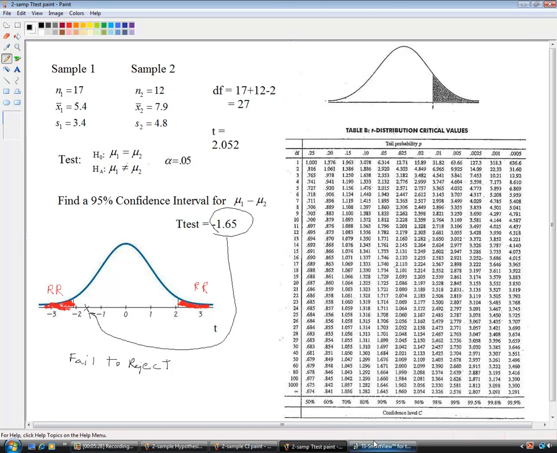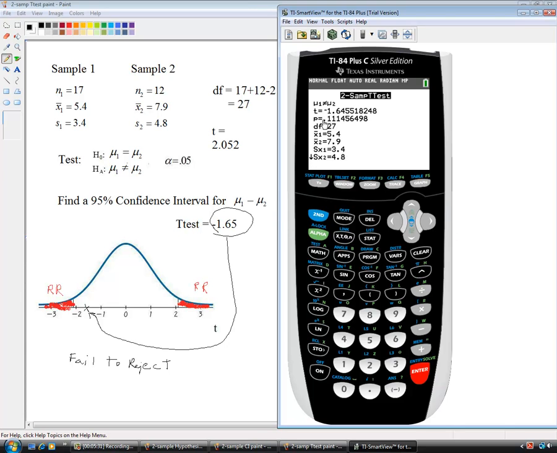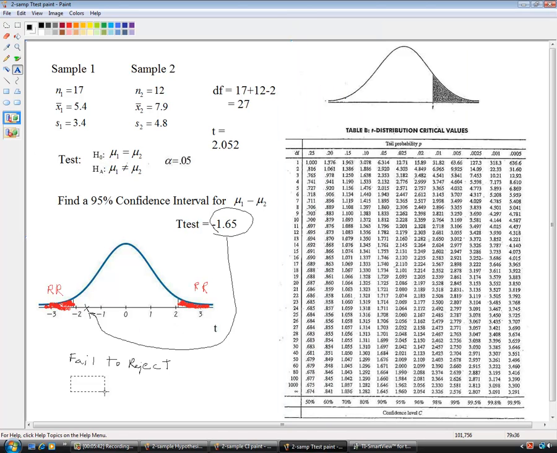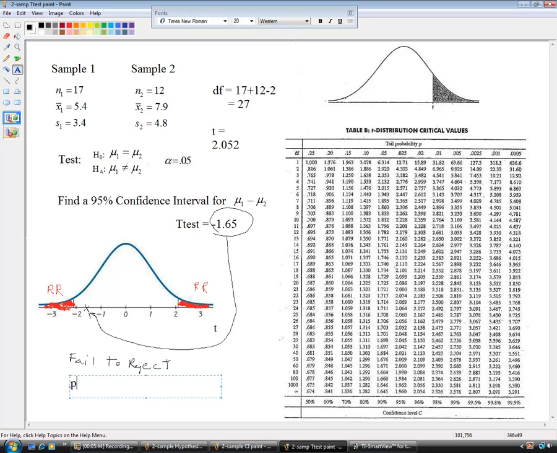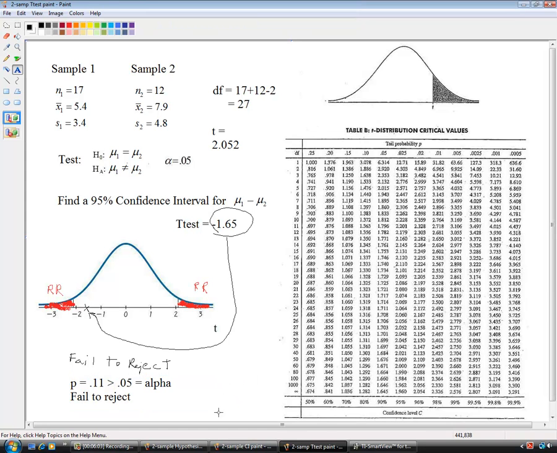Now, we can also note that our p-value here is 0.11. That value is greater than 0.05. Therefore, we will also fail to reject. So there's our conclusion using the p-value method.